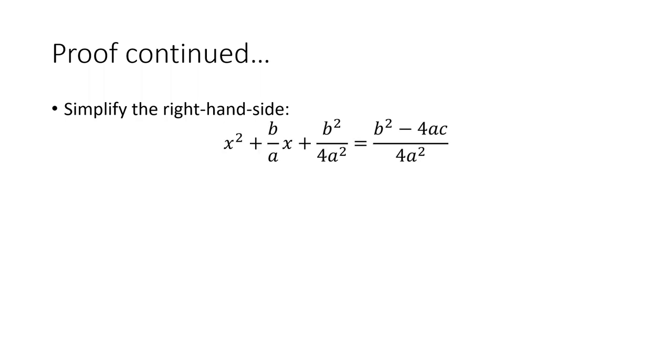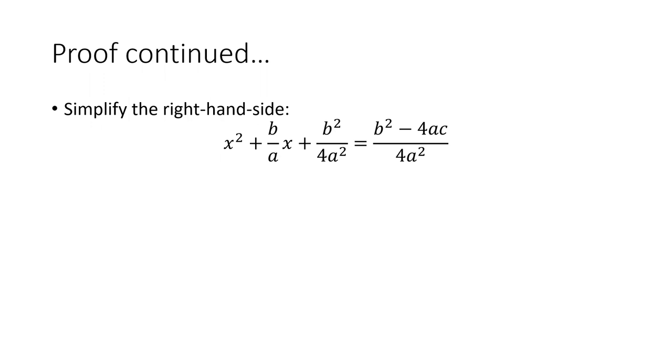So we get x squared plus b over a x plus b squared over 4a squared equals b squared minus 4ac divided by 4a squared. So hopefully the b squared minus 4ac looks familiar, right? That's how we know that we're on the right track.